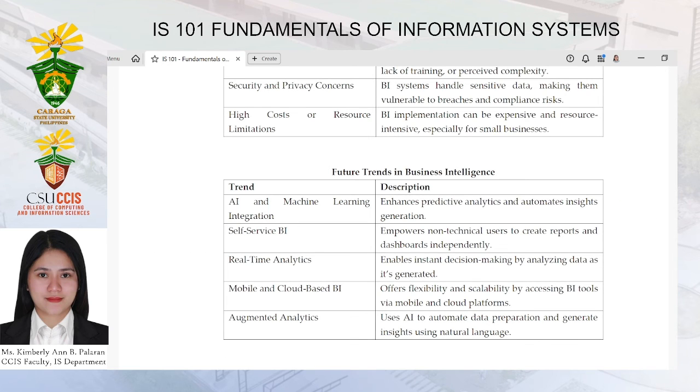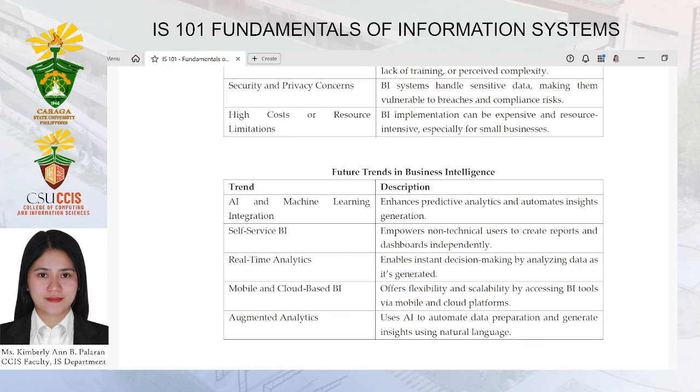So, all in all, class, business intelligence is about transforming data into meaningful insights that guide smarter decisions. We've learned that it's not just about collecting huge amounts of information, but about understanding what the data is telling us. Through business intelligence tools, dashboards, and analytics, organizations, big or small, can uncover patterns, predict outcomes, and solve real-world problems. Whether it's a coffee shop, tracking sales, or a school monitoring student performance, business intelligence helps turn numbers into knowledge.